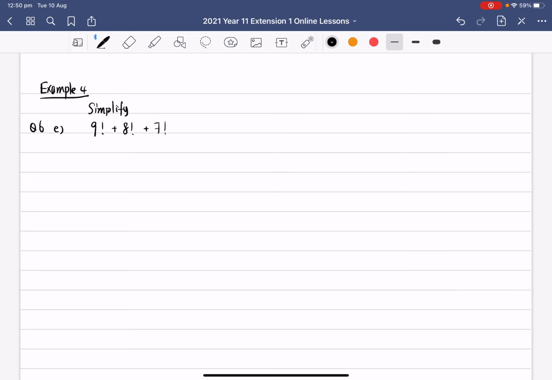All right, so firstly, you need to understand that 9 factorial, 8 factorial, and 7 factorial all have some common factors here. 9 factorial is just equal to 9 times 8 times 7 factorial. However, 8 factorial is just 8 times 7 factorial, and 7 factorial is just 7 factorial itself, right? So the common factor clearly is the 7 factorial.